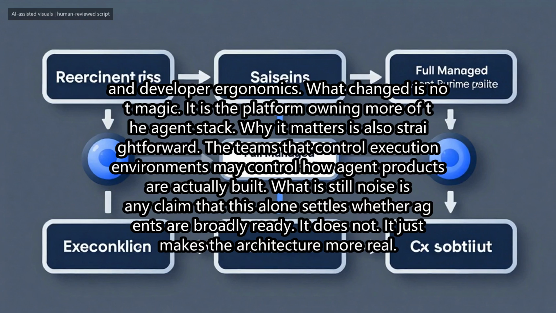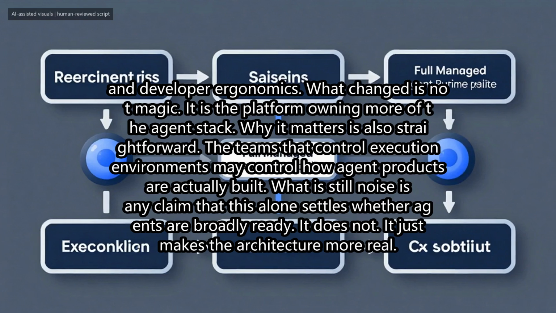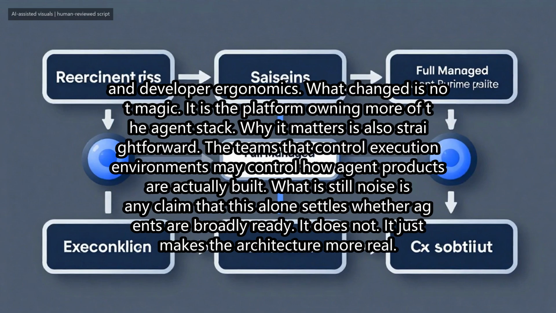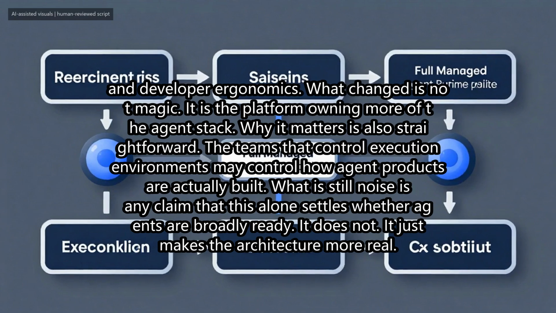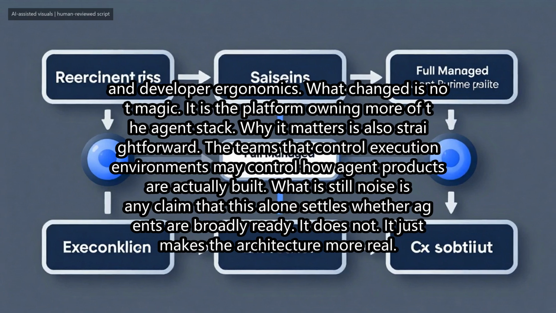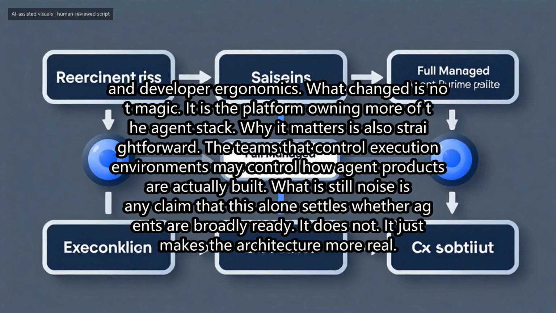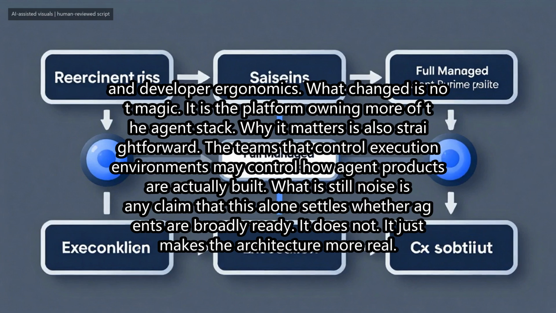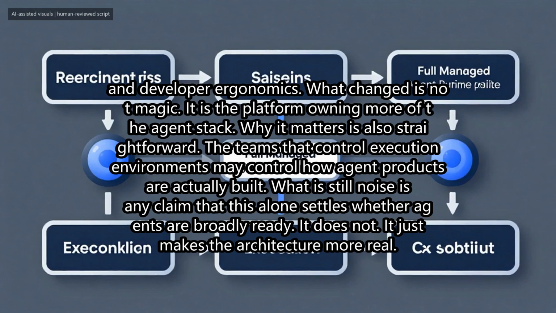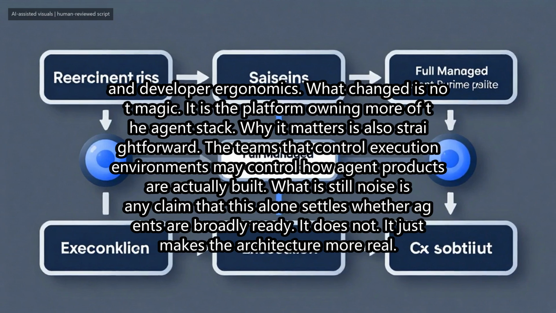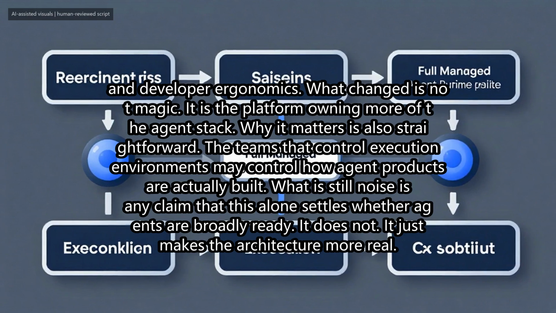What changed is not magic. It is the platform molding more of the agent stack. Why it matters is also straightforward. The teams that control execution environments may control how agent products are actually built. What is still noise is any claim that this alone settles whether agents are broadly ready. It does not. It just makes the architecture more real.